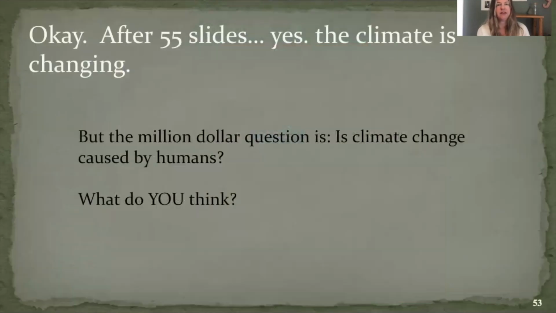Okay, so after 55 slides, hi Mitchell, the climate's changing. But the million-dollar question is: is this climate change caused by humans? So your assignment will be to tell me, what do you think? And of course, the next time or the next assignment, I'll answer that question or have you do some research to figure it out. Okay, I'm done.